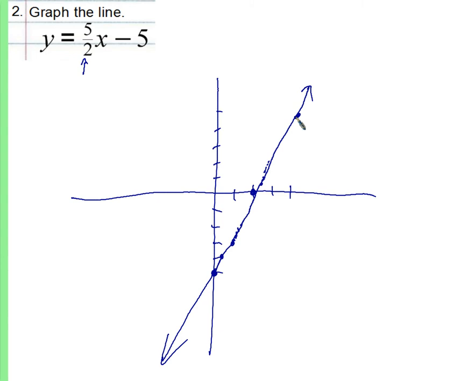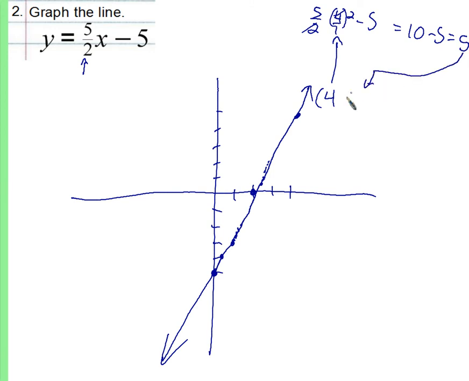Why? Because if I plug 4 into the equation, you have 4 times 5 over 2. If you write that as 4 over 1, that would be helpful to me. 4 cancels, we get a 2 instead. 5 times 2 is 10, minus 5, and that gives us 5, and that is the y value.